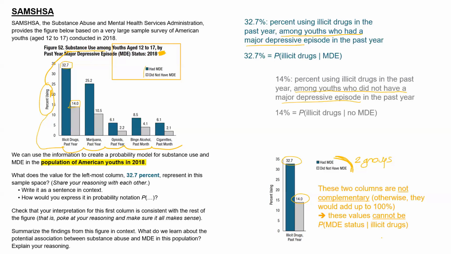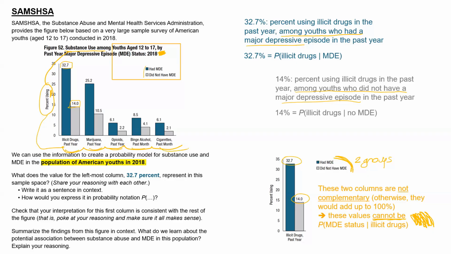If you had thought that the figure represented the inverse conditional, so what is the probability of having versus not having MDE, given that the youth used illicit drugs in the past year, then the blue and the gray column should add up to 100%, because either they did or they didn't have an MDE, so those two would be complementary. This is not the case here, because clearly, again, we are measuring the probability of using illicit drugs for two entirely different groups of individuals. The graph represents the probability of using a number of different substances. So therefore, again, the blue columns do not have to add up to anything. Each substance is examined separately, entirely on its own.